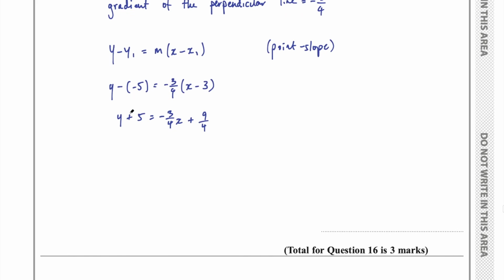So we need to get rid of this positive 5. We subtract it from the right hand side. This is y equal to negative 3 on 4x plus 9 on 4 take 5.